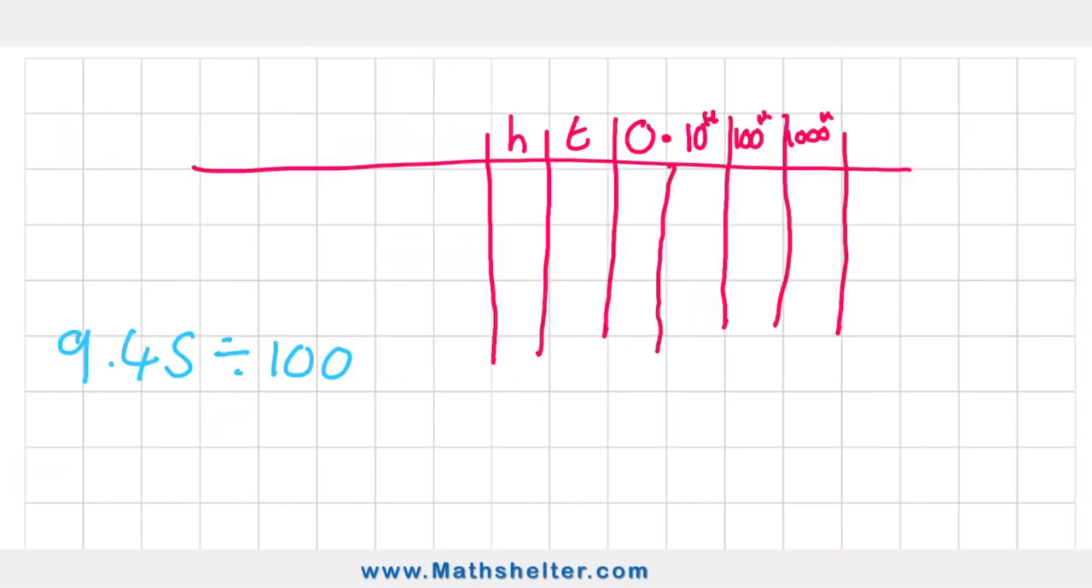So first job again, let's just put our numbers in place. 9.45 is 9 ones, decimal, 4 tenths, 5 hundredths. And because I'm dividing now by 100, it means that I'm going not just one jump, that would be divided by 10, but 2 jumps. So I'm dividing by 100. So if we're jumping twice, I'm going to need another column here as my ten thousandths.